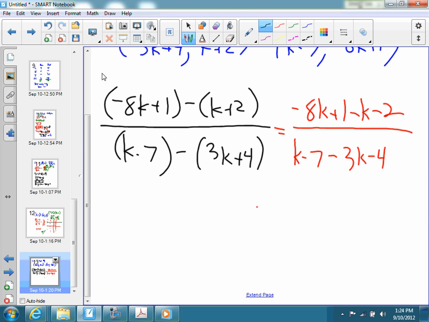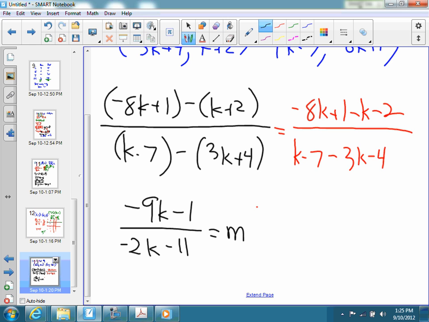So this looks like it's going to simplify negative 8k and negative k, so I'll have negative 9k, and I have a like term, positive 1 and negative 2, so negative 9k minus 1 divided by, what would that be, negative 2k minus 11. So that's my slope. That's the slope of my line. I can't get any better than that, so that's equal to m.